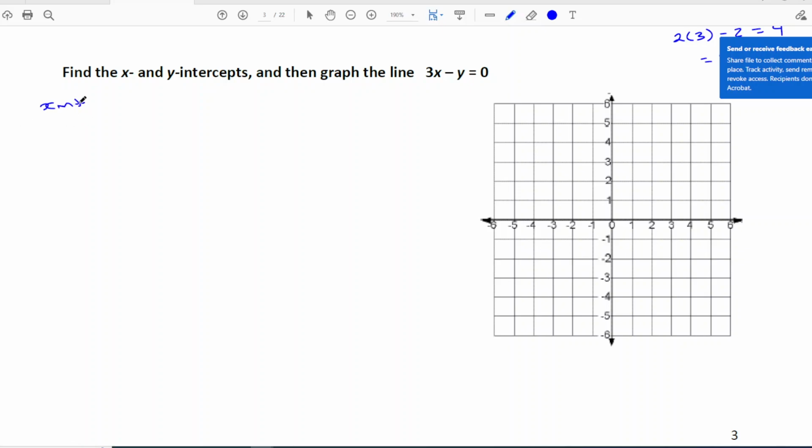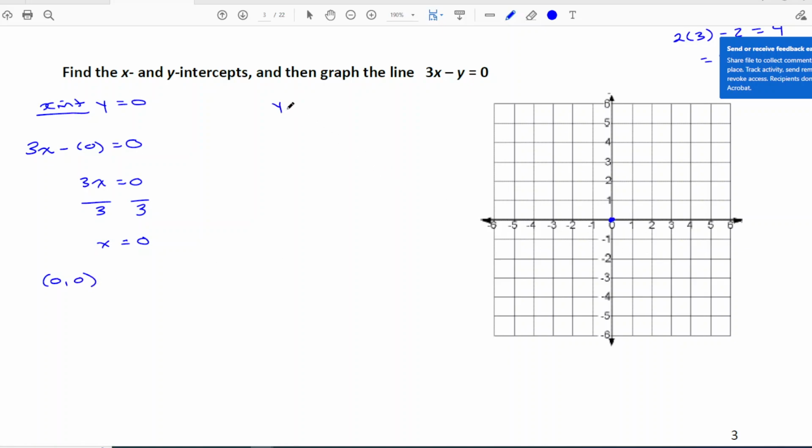I'm going to find the x-intercept by letting y equal 0. I get 3x minus 0 equals 0, which leaves me with 3x equals 0. Divide both sides by 3. I get x equals 0. So my x-intercept is the point (0, 0). I'm going to plot that right now.